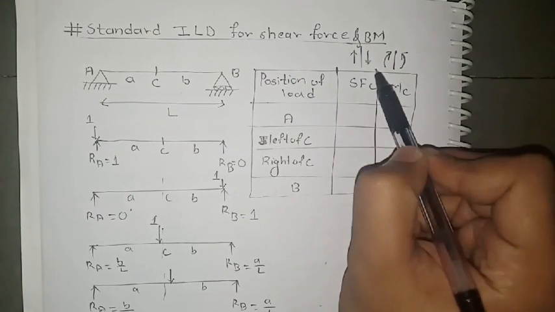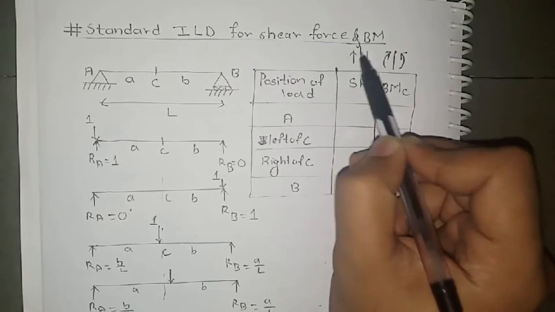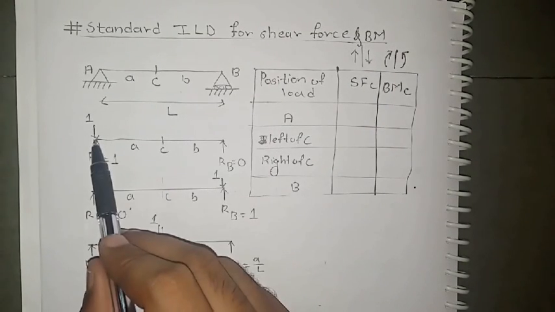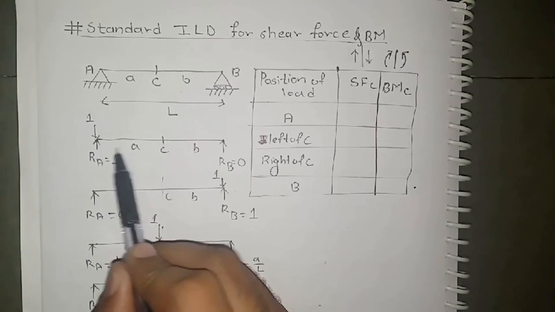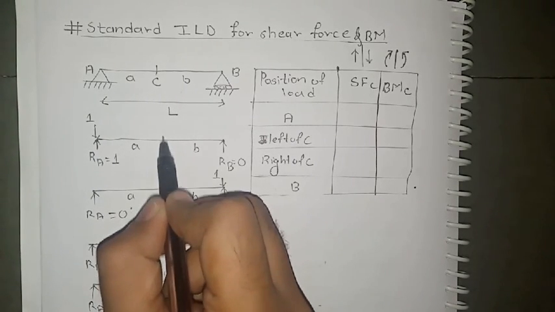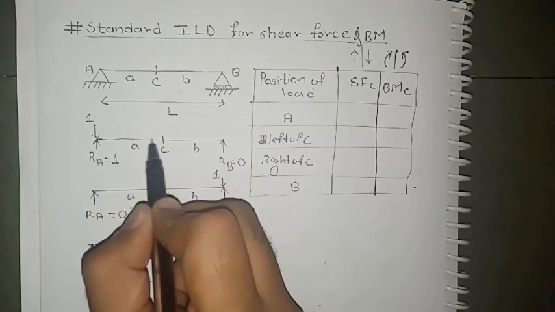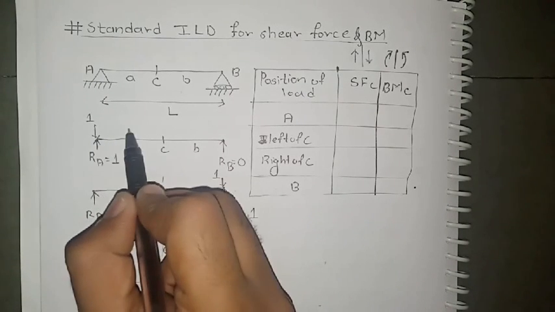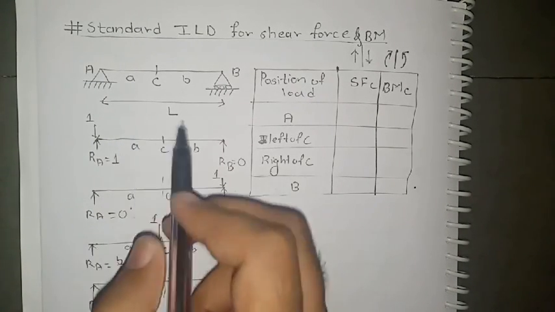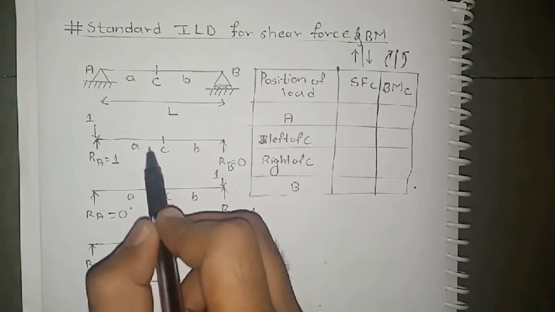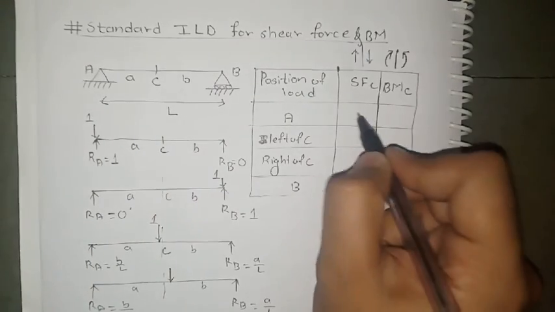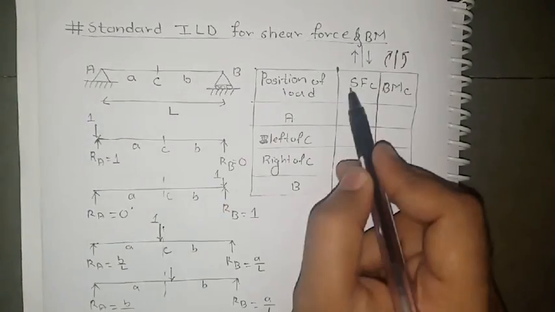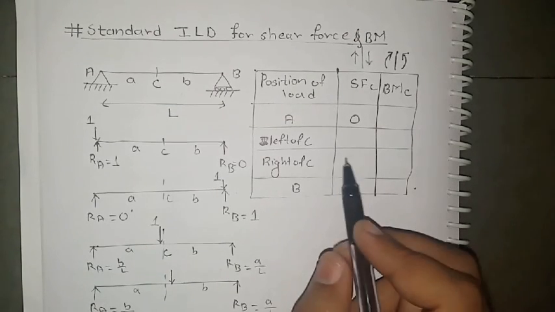These are the sign conventions for the shear force. Towards the left of the section, upward is positive, and towards the right, downward is positive. So considering the left side of the section, 1 downwards is -1 and 1 upwards is +1. So -1 + 1 is equal to 0. When the position of the load is at A, shear force at C will be 0.